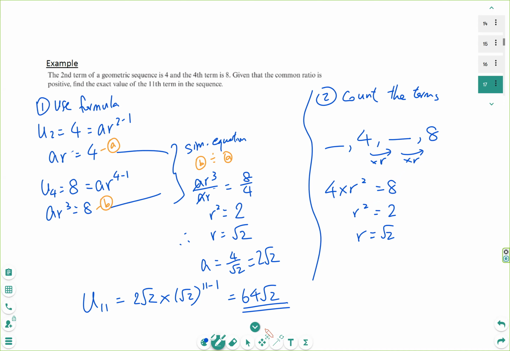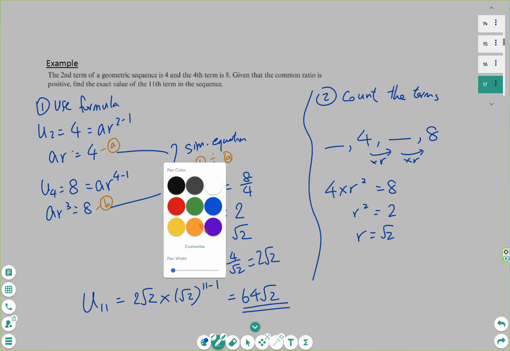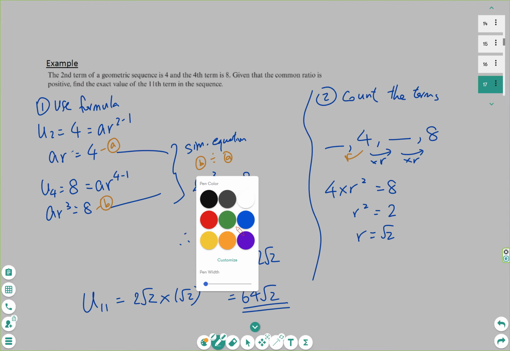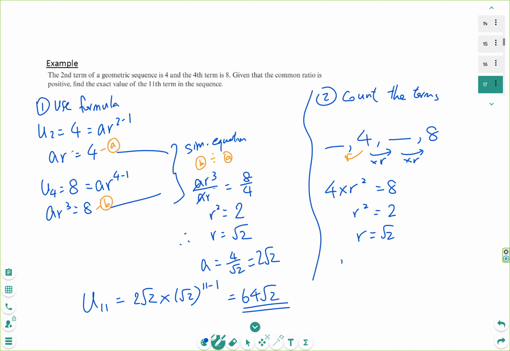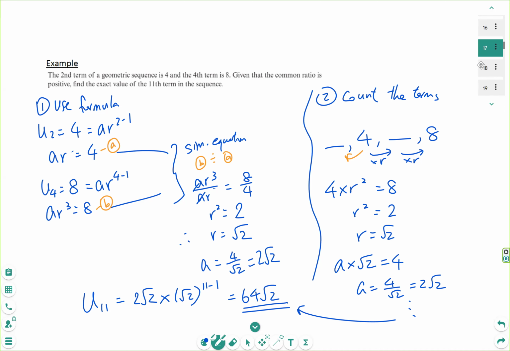If R equals root 2, you can work backwards. Or you can think of A, the first term, times root 2 equals 4. So A must be 4 divided by root 2, which is 2 root 2, and the rest will be the same as that one. I think this method is much easier when it comes to counting the terms. You can use both methods. You will see practice questions will be something similar, so choose one wisely. I would say the second one.